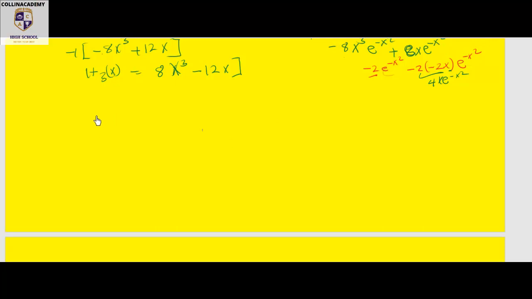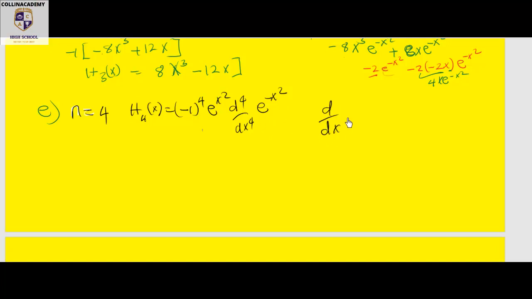Okay, let's continue to E. We are talking about n equals 4. So our H4(x) will be negative 1 raised to the power 4, e^(x squared), d4/dx4 of e^(negative x squared). And you know that here we are going to have the d/dx of our previous function.